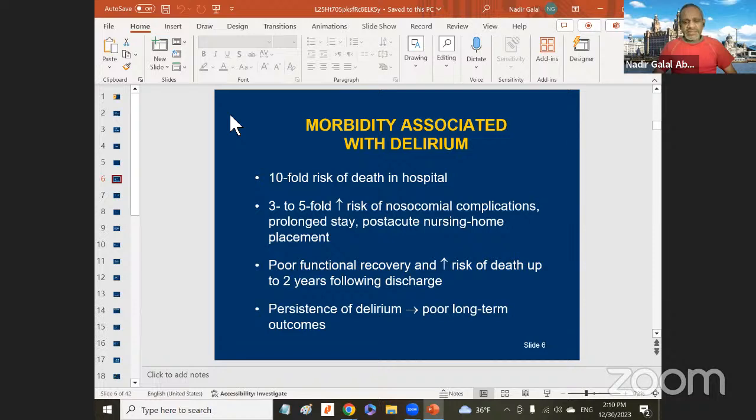As we get older, our functional level may decline, but if you get delirium on top of that, then there is an additive effect. So poor functional recovery can be a result of that as well. The death rate also might increase. So in general, persistent delirium can lead to poor long-term outcome. This is why we need to learn about delirium.